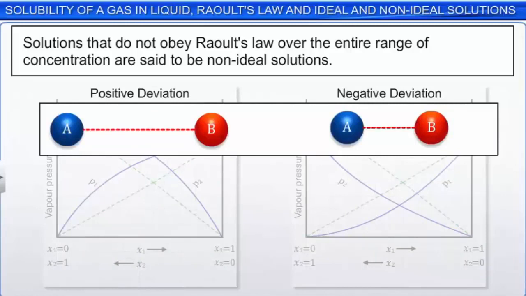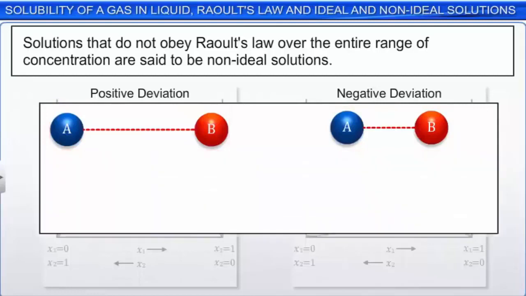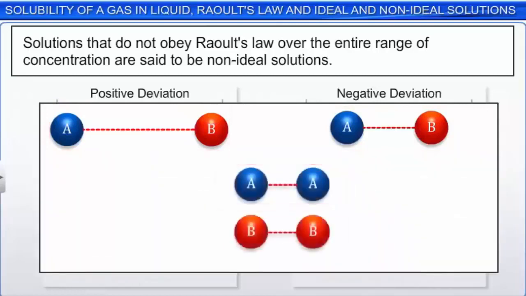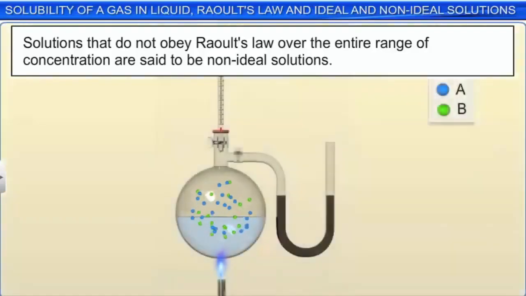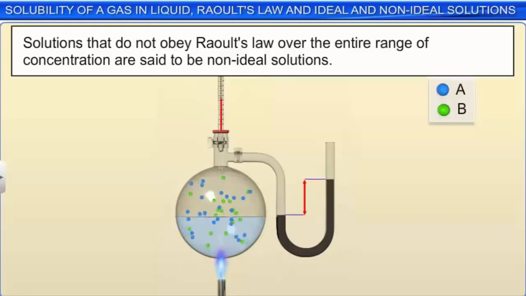For a non-ideal solution, the magnitude of AB interactions is not the same as the magnitude of AA and BB interactions. Also, delta H mixing is not equal to 0 and delta V mixing is not equal to 0 for such solutions. If the magnitude of AB interactions is weaker than the magnitude of AA or BB interactions, then this implies that such solutions have a higher tendency to escape in the vapor phase and will show a higher vapor pressure.